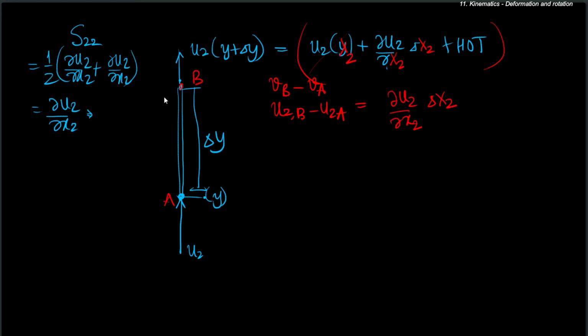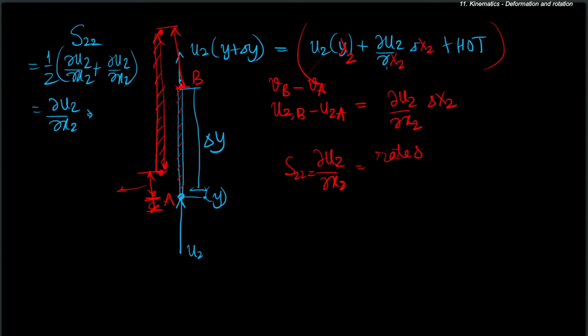So essentially point B would move further than point A, leading to an elongation in the y direction. The element would elongate in the y direction. So after a delta t, if point A moves this distance, point B would move a distance larger than this. And so the length of the element in the y direction would increase. So del u2 del x2, essentially S22, is the rate of elongation in the y direction, and the observant viewer may recognize where we are getting at.